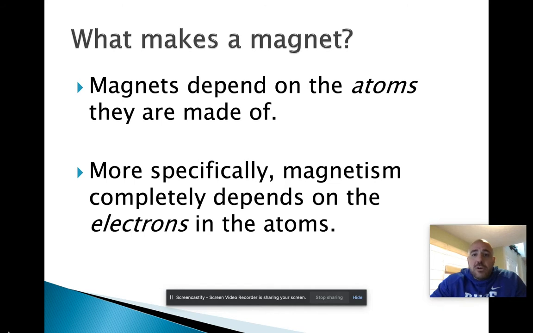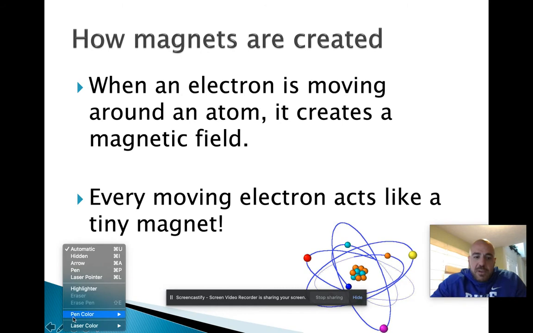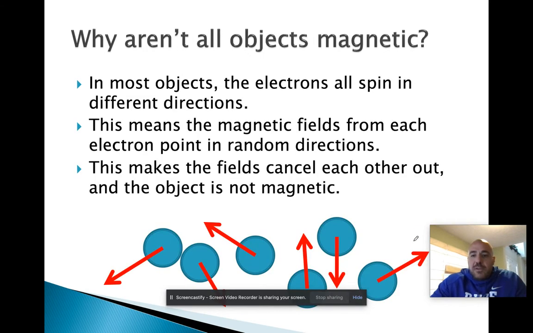Magnets are all determined based on the atoms that they're made of. So really, it's not even the atoms, if we're being real specific. It's the electrons that are in the atoms. And if we look here, while electrons do move around an atom, like we see at the bottom here, let me get my pen. All of these multicolored ones, the blue, the red, the orange, the yellow, those are electrons. They're moving around the nucleus here. They create a magnetic field. Every little individual electron over here acts like its own little magnet.